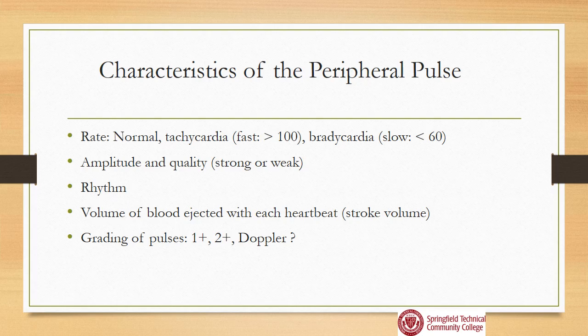What's the amplitude and quality of the peripheral pulse? Is it difficult for me to feel that patient's radial artery on the wrist, or is it something that I can see and feel just by barely putting my finger on them? Is it strong? Is it weak? Is it thready? What's the rhythm? Is it normal, lub-dub, lub-dub, or does it sound like they're doing a tap dance? And you're going to get to know what's a normal peripheral pulse and what's abnormal.